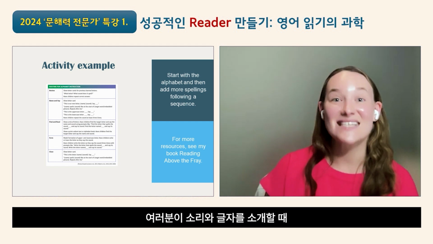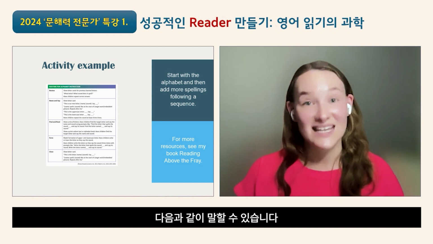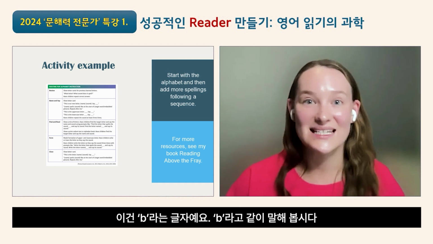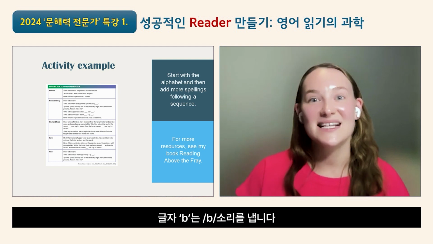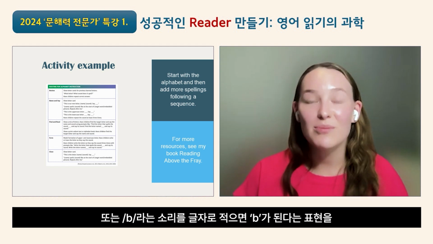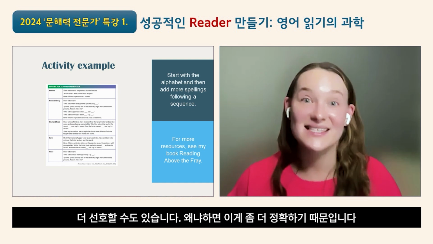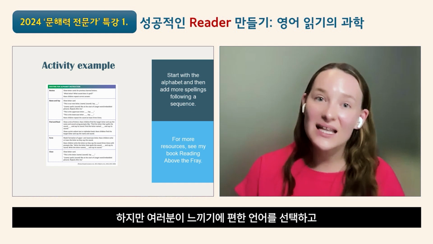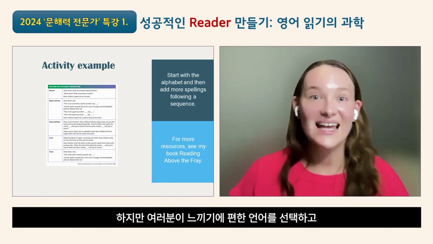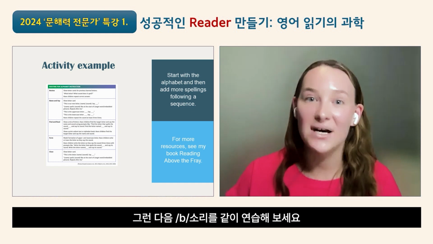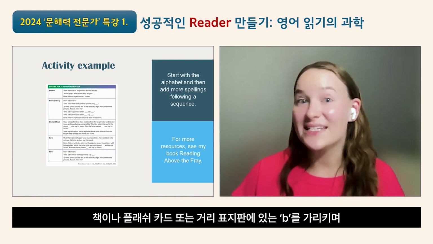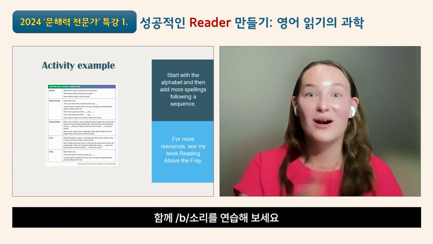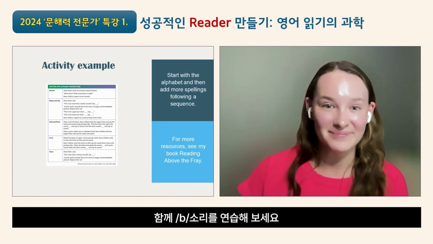When you're introducing sounds and letters, you might want to say something like this. This is the letter B. Let's say B together. The letter B makes the sound B. Or you might prefer the language the letter B spells the sound B, because that is slightly more accurate. But pick language that feels good to you. Then you can practice making that B sound together while you point at a B in a book, or a flashcard with a B on it, or a B that you see on a street sign.